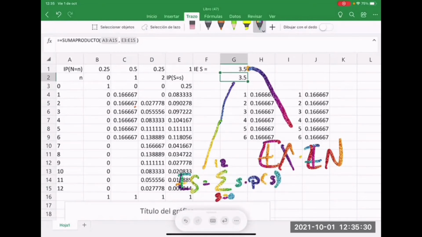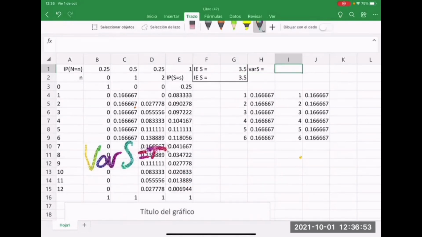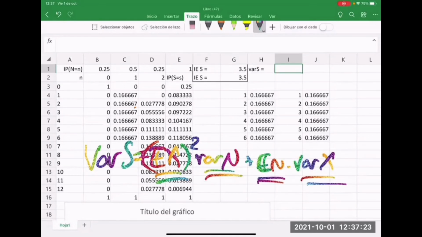Now we can do just the same thing with the variance. So we can use the two ways in which we know we can calculate the variance. First, write that we need to take the variance of s. The variance of s is the expectation of x squared times the variance of n plus the expectation of n times the variance of x. So let us do it.